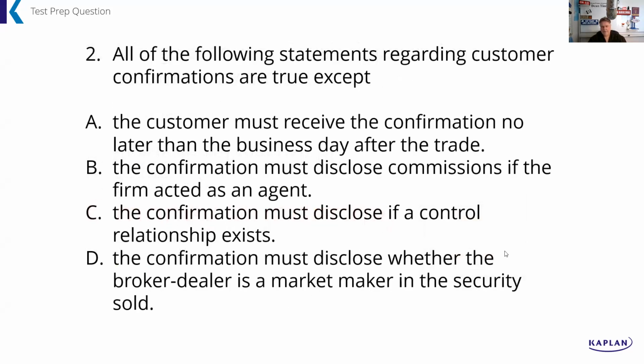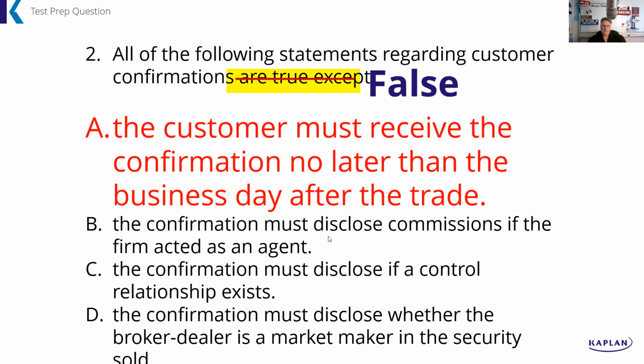All of the following statements regarding customer confirmations are true, except: the customer must receive the confirmation no later than one business day after trade date. That's false. Remember, it's by settlement. The confirmation must disclose commissions if the firm acts as an agent. That is true. The confirmation must disclose a control relationship. So if you're a Merrill broker and you sell Bank of America stock to a customer, the confirmation will tell you there is a control relationship between Bank of America, the issuer, and Merrill Lynch, the broker dealer. That's true. The confirmation must disclose whether we're market makers. That's true. So it's A, right? Boom. The confirmation goes out by settlement.